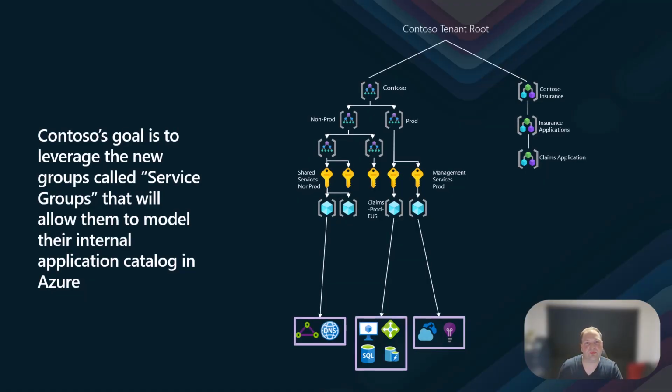So we're going to take a look at a demo of service groups. In this case, we've got Contoso as an organization. Contoso's mission is to leverage the new groups called service groups that will allow them to model their internal application catalog in Azure. This video was pre-recorded as part of a demo at Microsoft Build. Let's take a look at this.